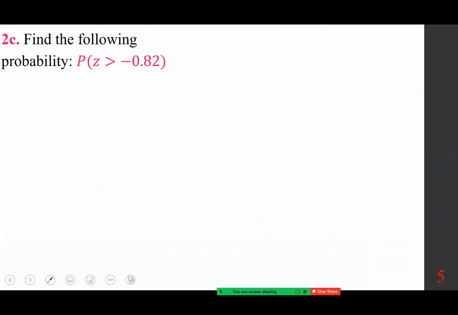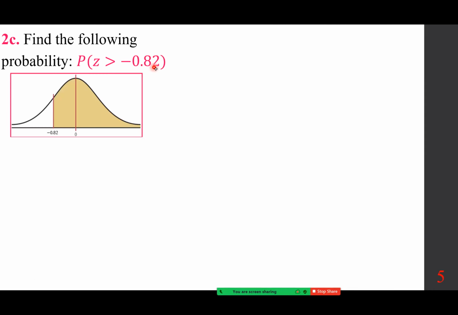Find the probability of a z larger than negative 0.82. Again, graphing is really a good idea. So we want the probability of z larger than negative 0.82. That means the area to the right of that.